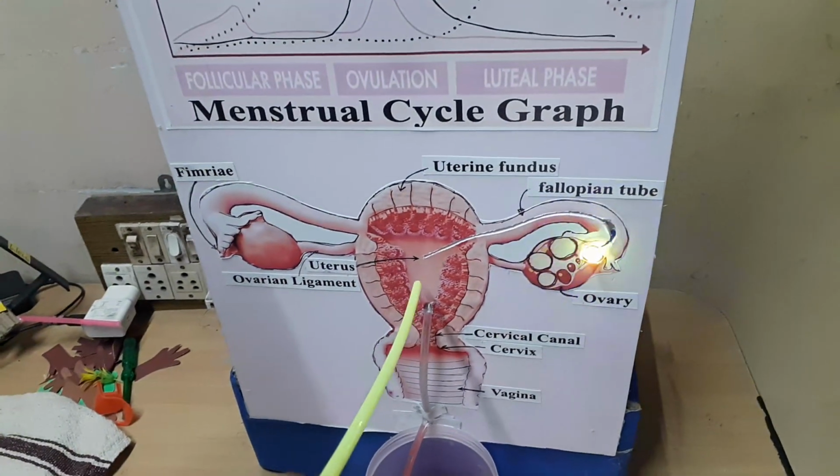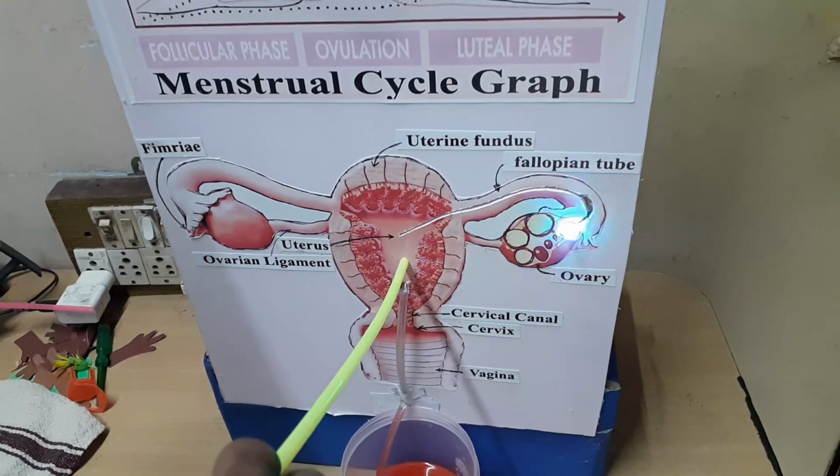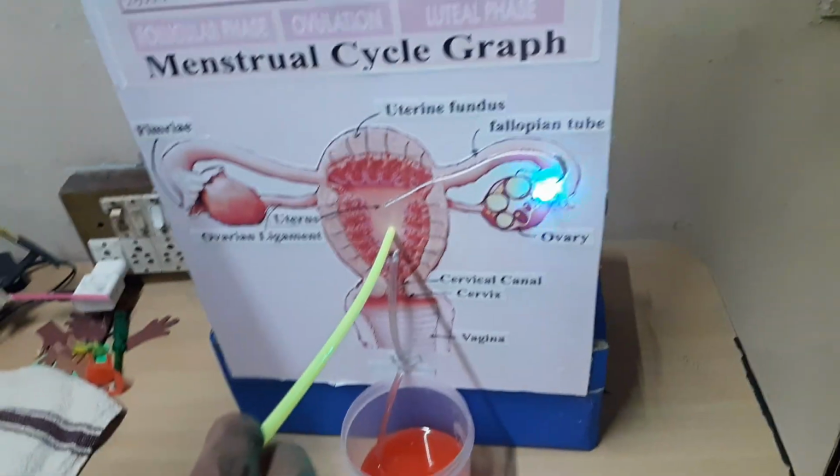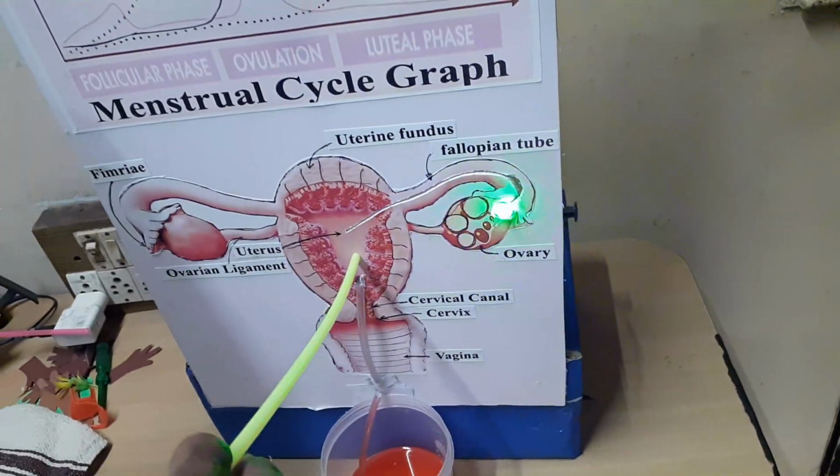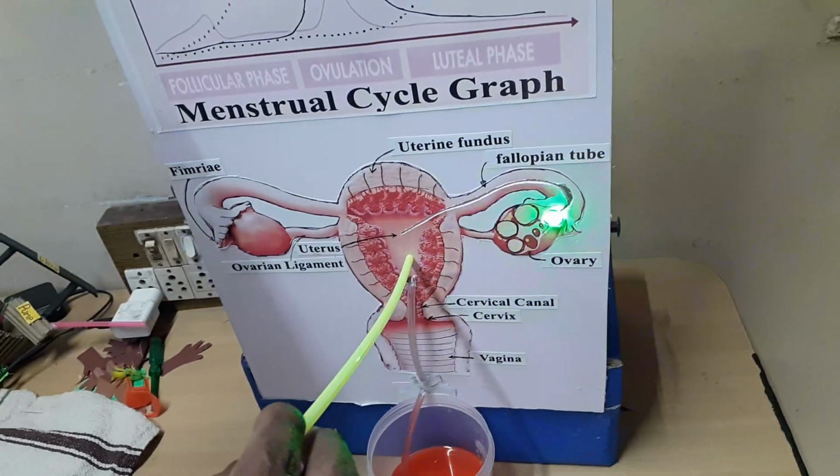If the egg is not fertilized, the egg breaks down and the hormonal changes signal the uterus to prepare to shed its lining, bringing us back to day 1 of the menstrual cycle.